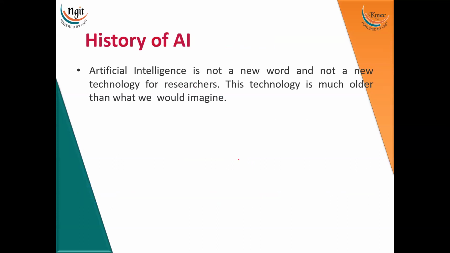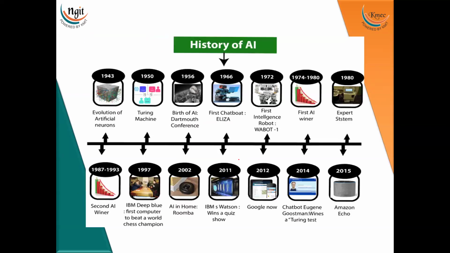And coming to the history of AI, let us discuss what this history is. We know that artificial intelligence is not a new word and not a new technology when it comes to researchers. This technology is much older than we would have imagined. Just look at this simple diagram of the history of AI. It started in 1943, and every decade there has been so much advancement in AI up to 2020 and beyond. Let us discuss one by one.